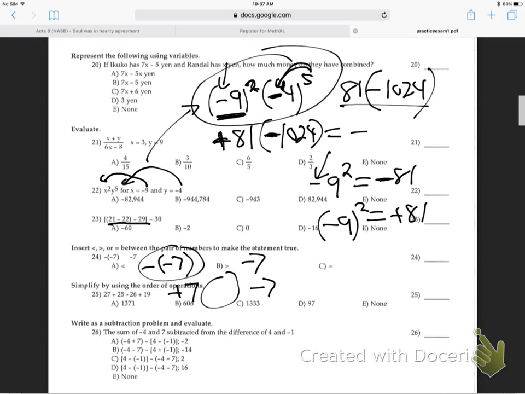So which way, now that I've simplified the left side to just be positive 7, which way does the symbol go? Remember, it's like the alligator, the wide mouth on the bigger one. So who's the bigger one? That one. So it goes that way.